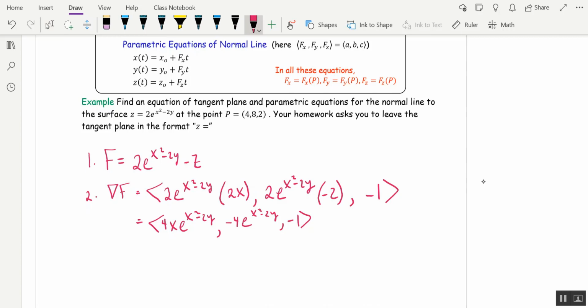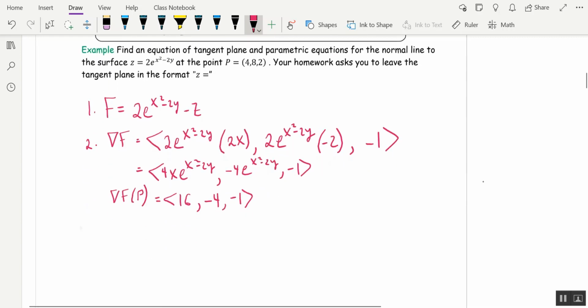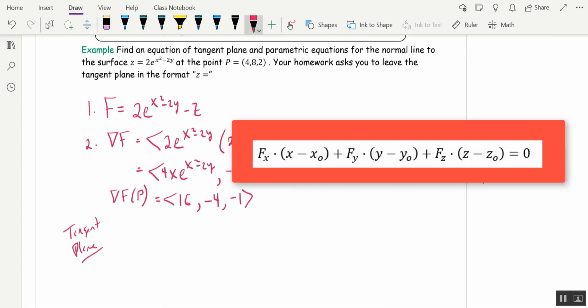Now we need del F at P. P is up here, 4, 8, 2, and so that's going to be 16 e to the 0, so e to the 0 is 1, and then -4 e to the 0, so -4, and then -1. All right, so let's do the tangent plane first. We're going to use the use-me-every-day formula for equations of planes. And in that formula, the big A, B, C is going to be 16, -4, -1.